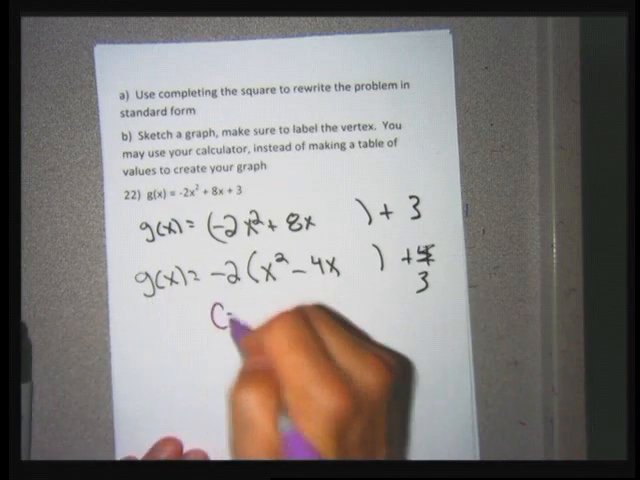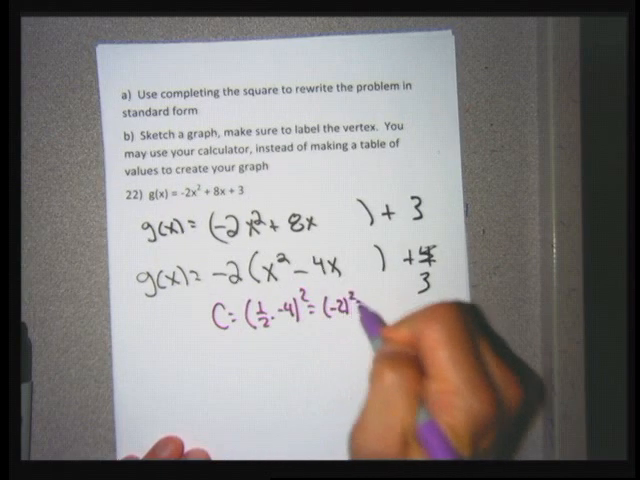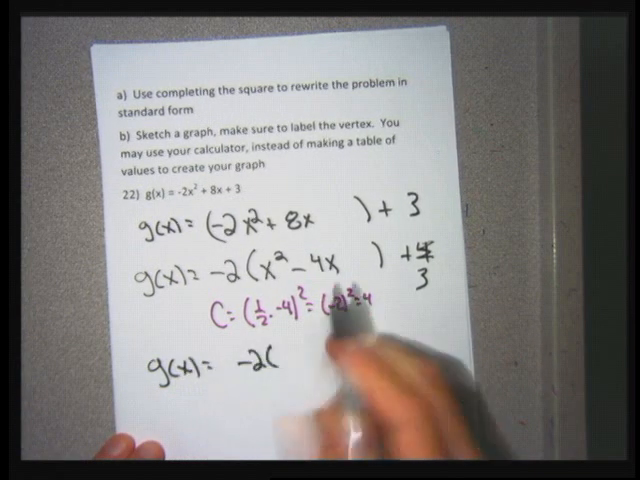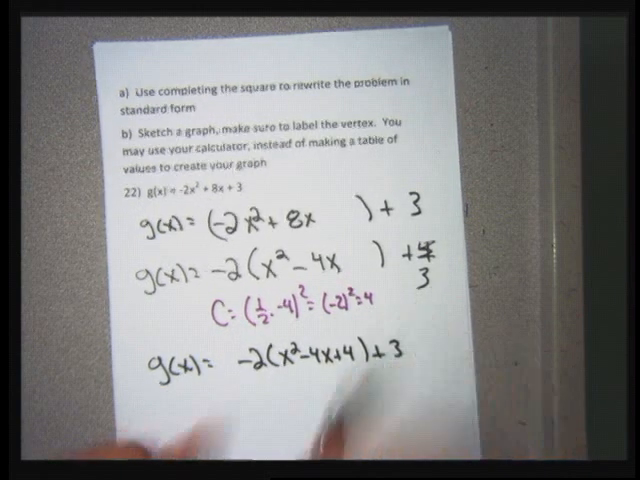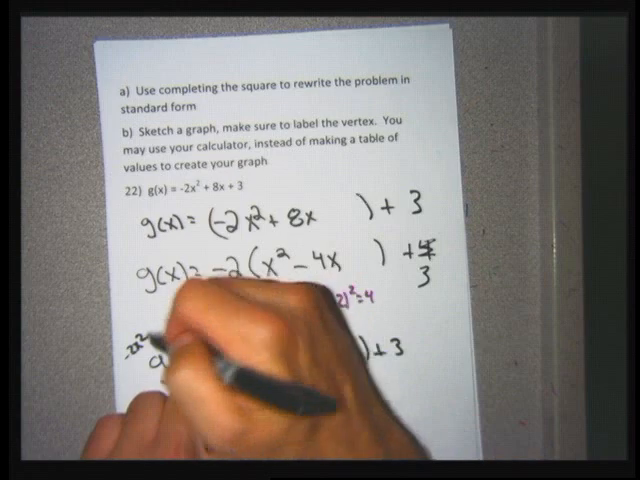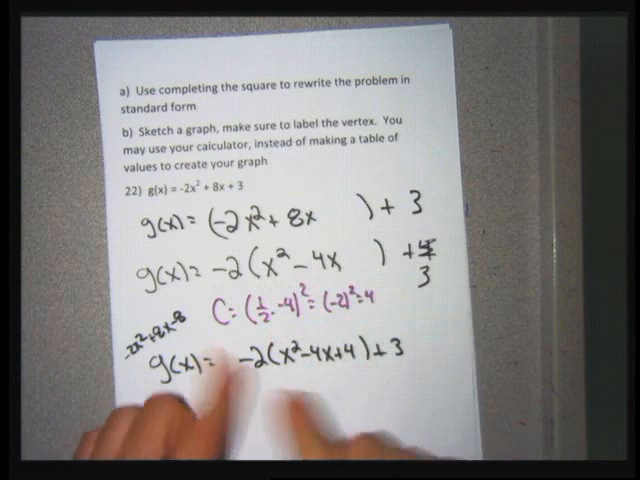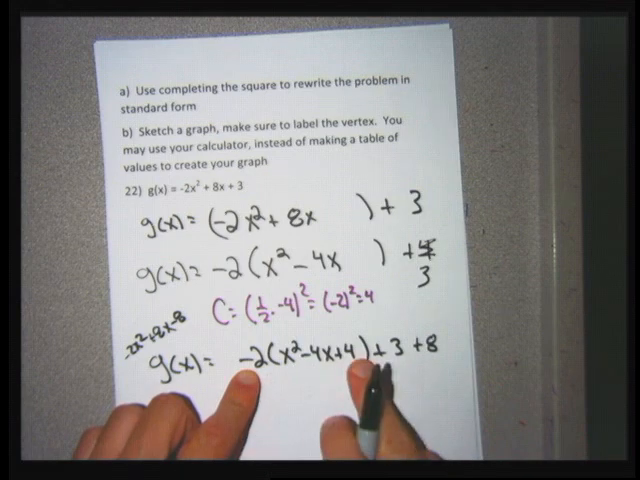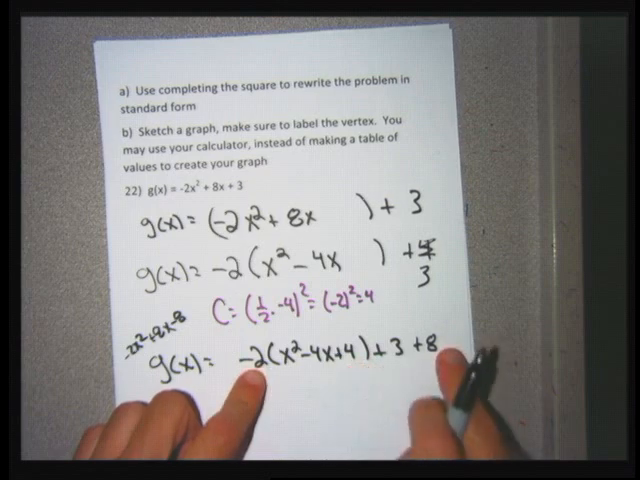Find the c. c is half of negative 4 squared, which is negative 2 squared, which is positive 4. So I'm going to get g of x equals negative 2 times x squared minus 4x plus 4. I have the plus 3. If I cleared this parentheses, I'd get minus 2x squared plus 8x, and then minus 2 times positive 4 is minus 8. So in hiding, I have minus 8. Over here, I need the plus 8. So I need to do the opposite of what I did. Because when you multiply the minus 2 times 4, you get minus 8. The opposite of minusing 8 is plus 8ing.